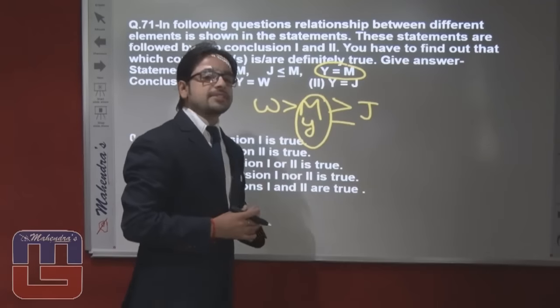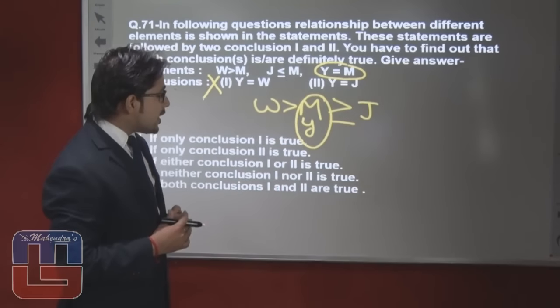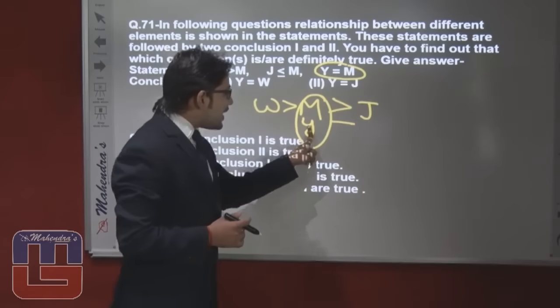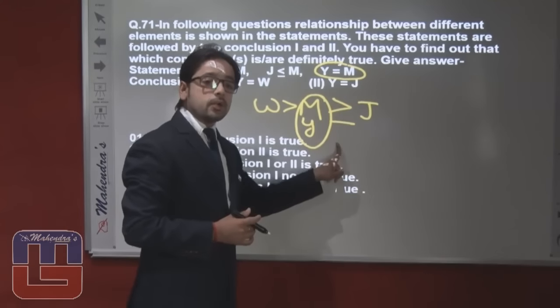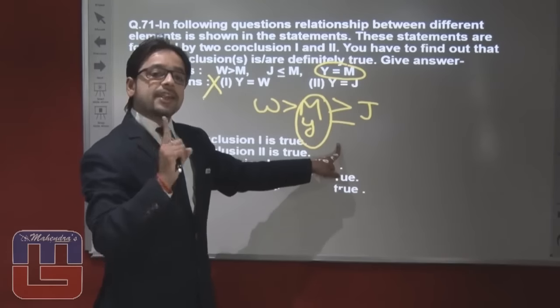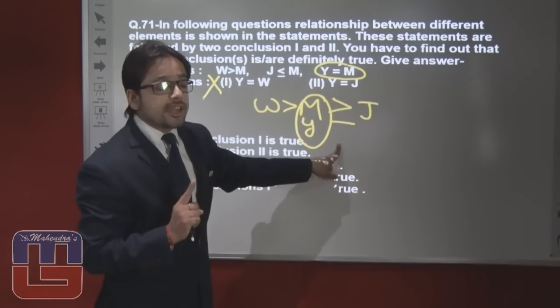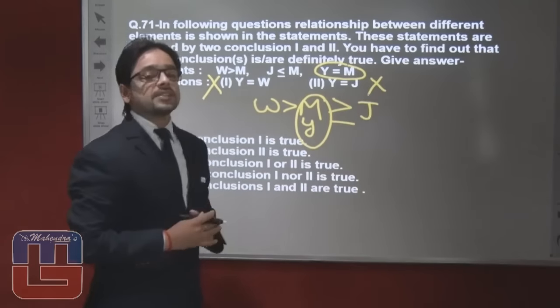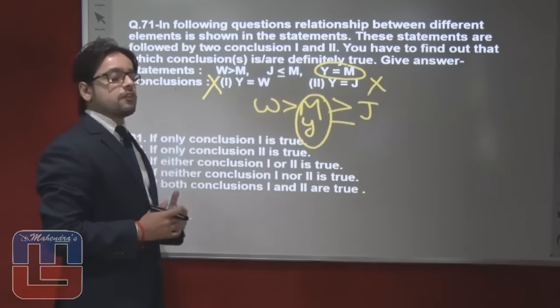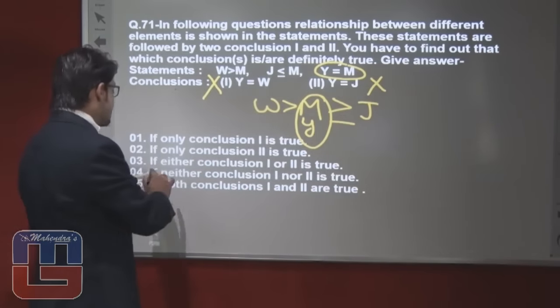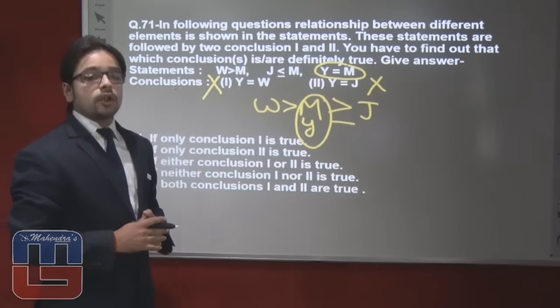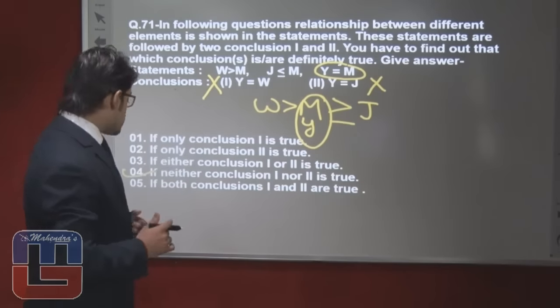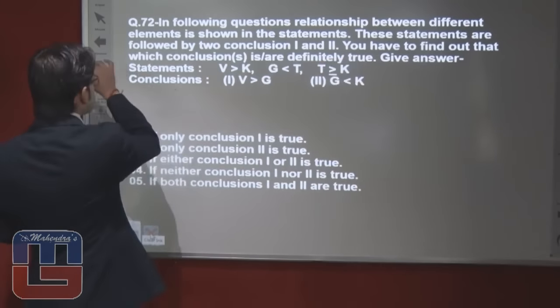In the second conclusion, the examiner wants to know whether y equals j. You can see here y is greater than or equal to j. We cannot say 100% that y equals j, so this conclusion is also false. So now we can say that the answer to this question will be option number 4, which indicates neither one nor second is true. Let's proceed towards the next question.